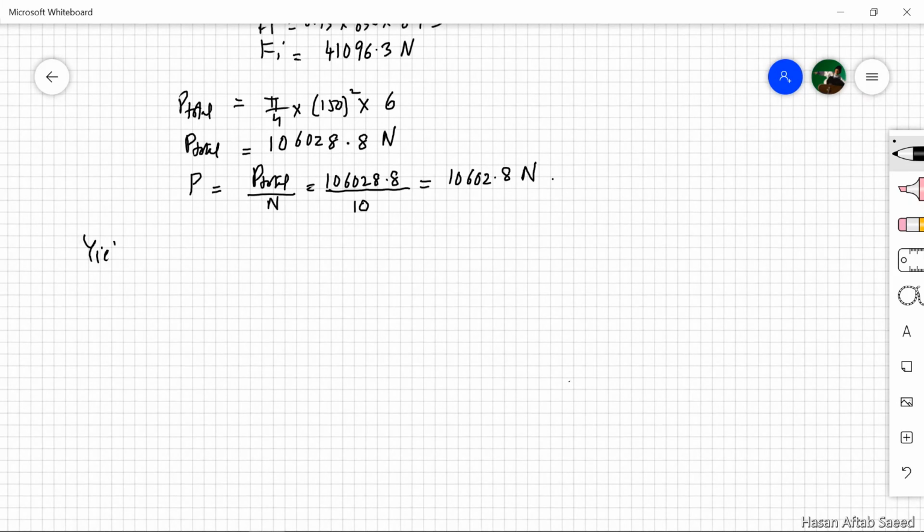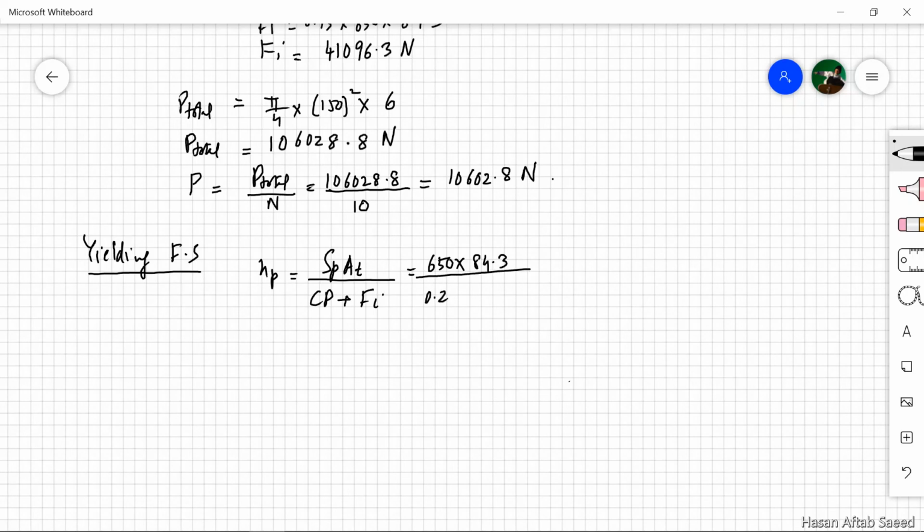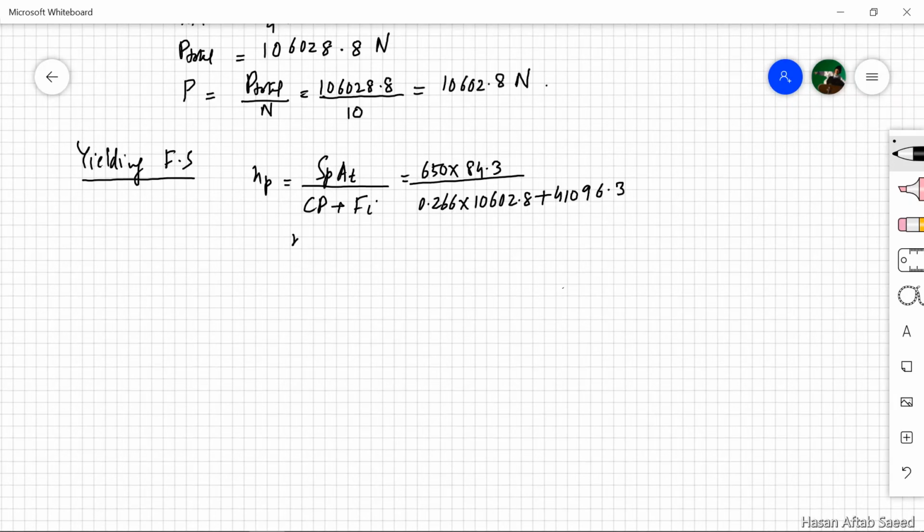So first let's talk about the yielding factor of safety. Let's take this up first. NP is equal to SPAT over CP plus Fi. This is 650. All the values are known now. 84.3. C is 0.266. P we just calculated, 10602.8. Plus Fi is 41096.3. And NP is equal to 1.25.